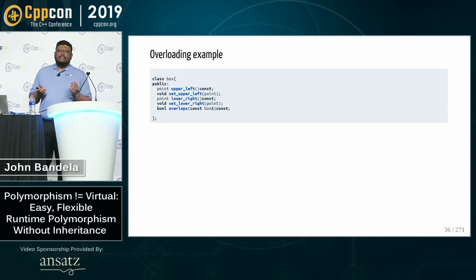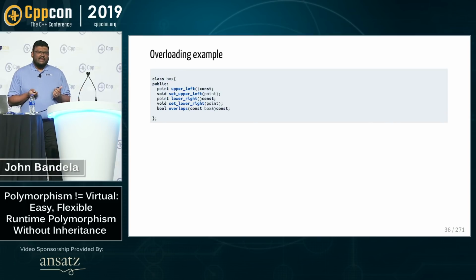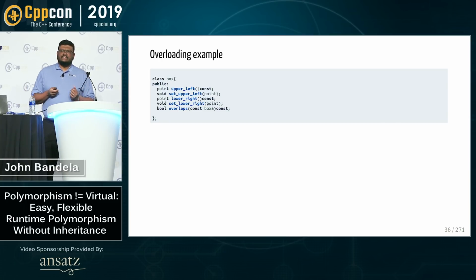All right. And what about the box that we returned? Basically something simple. We have member functions to get and set the upper left and lower right. And finally, we have a member function that takes another box and determines if it overlaps.